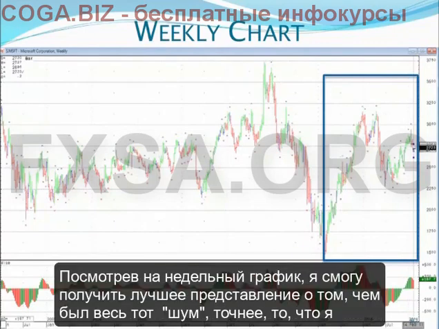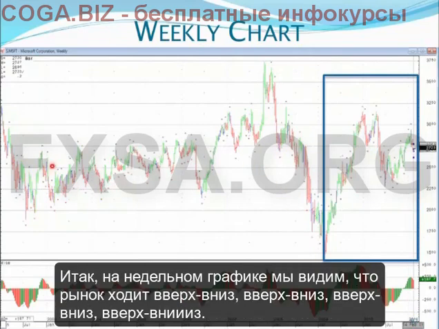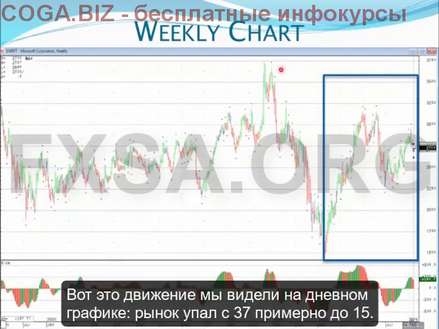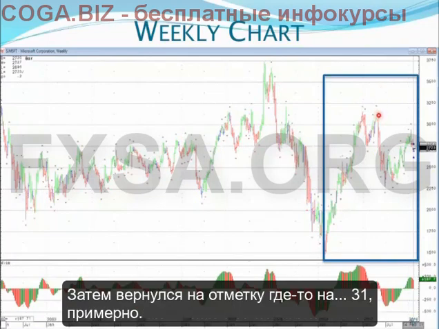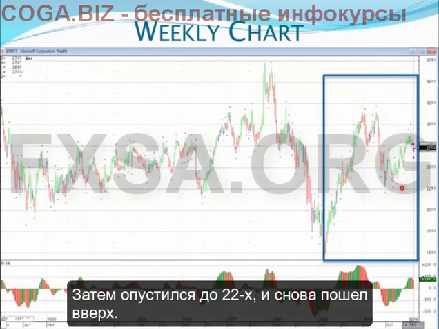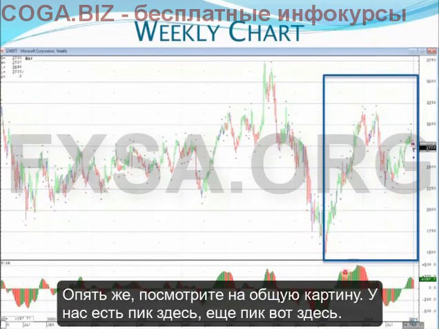By looking at the weekly chart, that's going to give me an idea of what all that noise was, or what I call noise, on the daily chart. So here we can see the weekly chart. This is all up and down, up and down, up and down. And here is that move we saw on the daily from the top, 37, all the way down to about 15, back up here close to 31 maybe, back here to 22, back up again. But again, looking at overall, we have a tall peak here, we have a tall peak here.